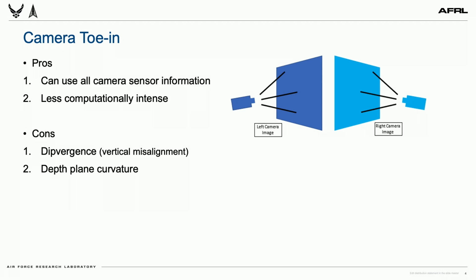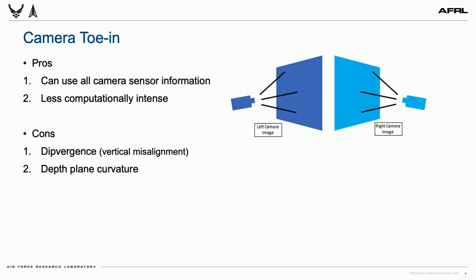And the pros for this is you can use all your camera sensor information. So another option is to use parallel cameras. If you do that, you have to shift the camera sensors. And to use that, you lose some of your camera sensor field of view. It's also just less computationally intense, so easier to do.